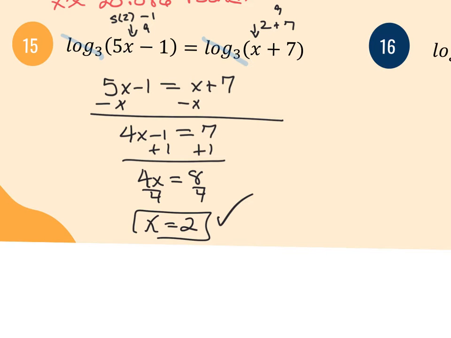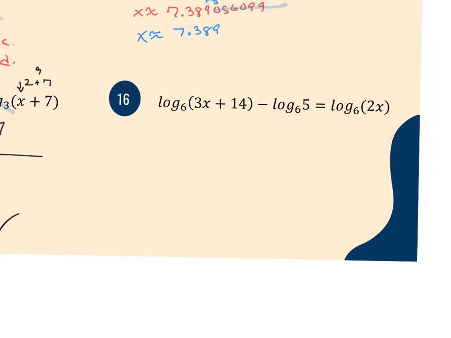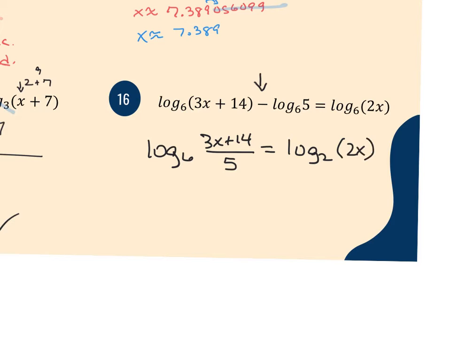The next one, notice there are 3 different log base 6s. This is the scenario where you need to condense. So I need to condense the left side. Notice the subtraction sign here. So what we need to do is turn this into a division. So let's go ahead and condense the left side, log base 6, 3x plus 14 over 5. And then this side stays the same, nothing to condense. Now that I've condensed it, now I can use the one-to-one property, cancel out the log base 6, and I solve what remains.